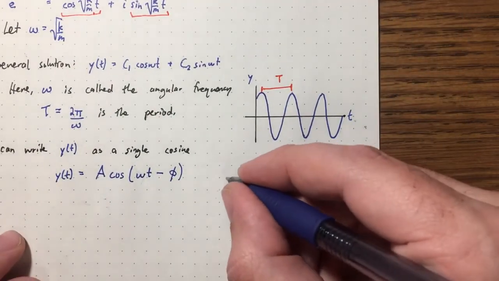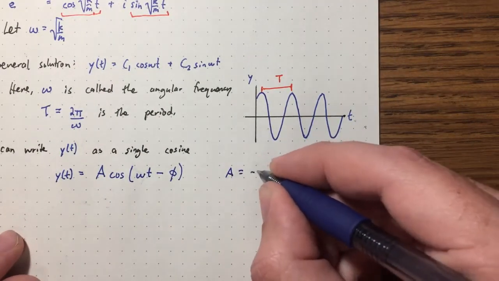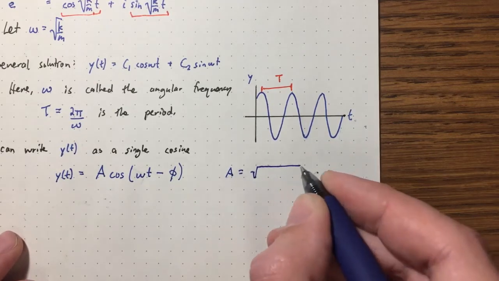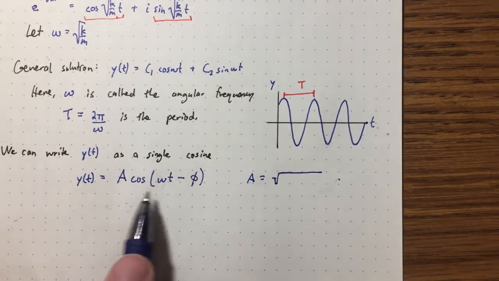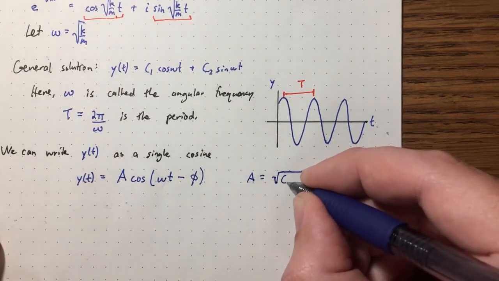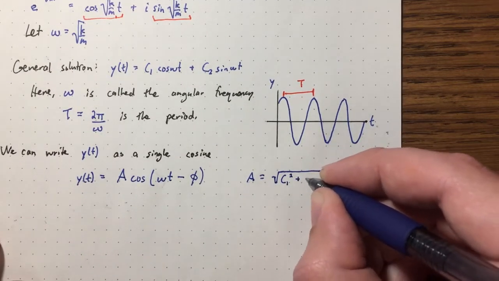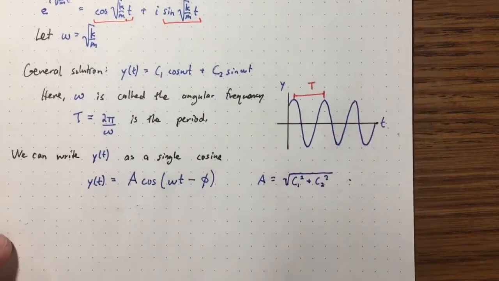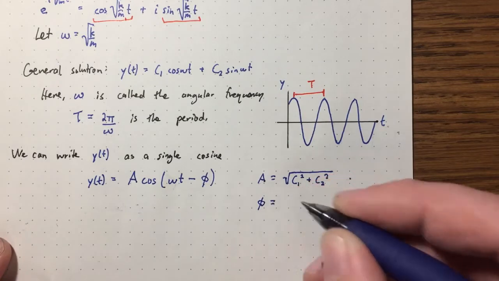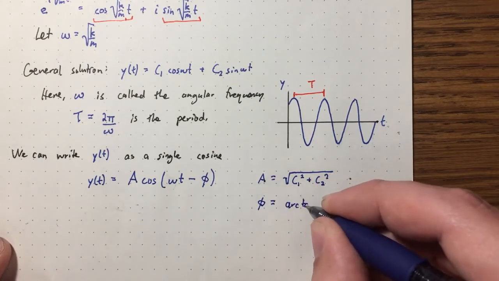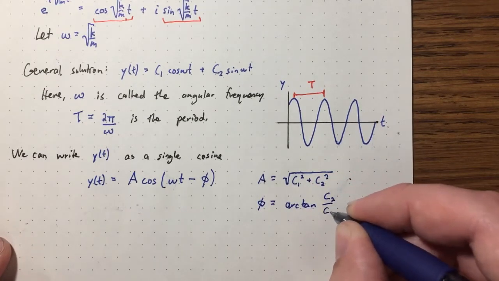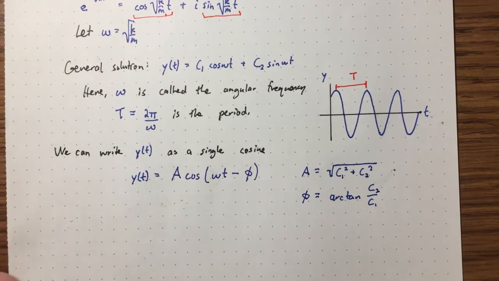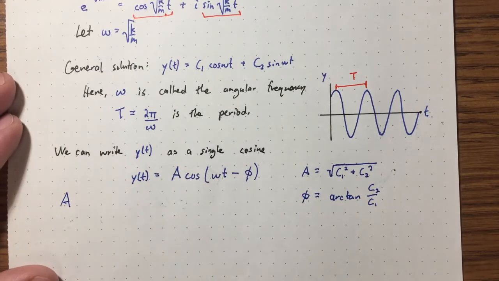And let's just recall what these were. So we derived this in the lecture called Complex Roots of the Characteristic Polynomial. We got formulas for a, which was c1 squared plus c2 squared, then take the square root, where c1 and c2 are these. And this phi turned out to be the arctan of c2 over c1. Okay. And this a is called the amplitude.